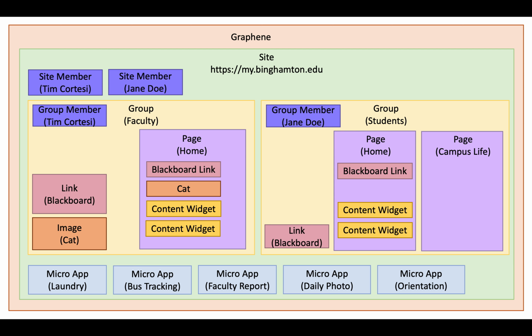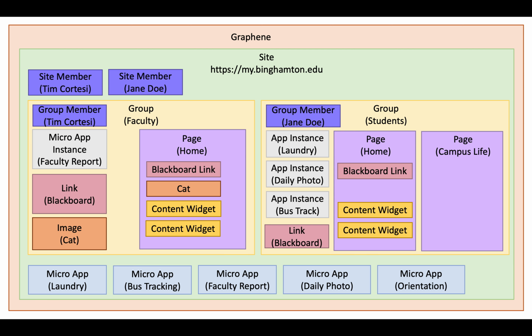So we take an application and we actually go through the process of creating an app instance. So if we want to have faculty reporting be on the faculty group, we actually instantiate a copy of that application. And I say copy, but that's really the wrong terminology. It's actually an instance. It's a link to that application.